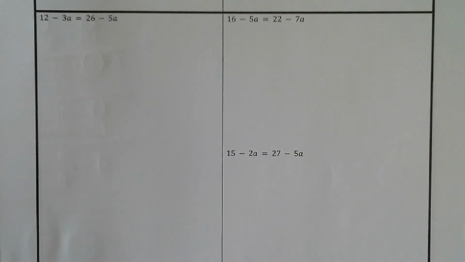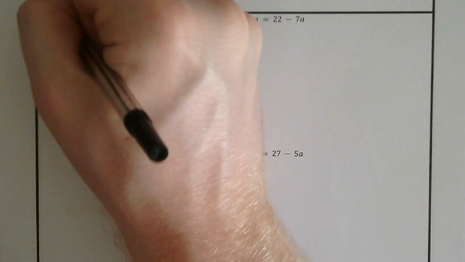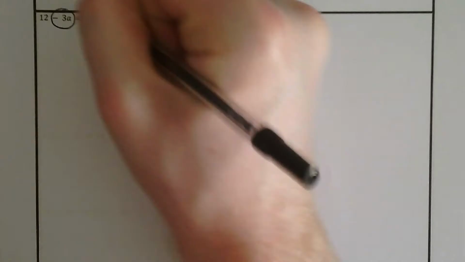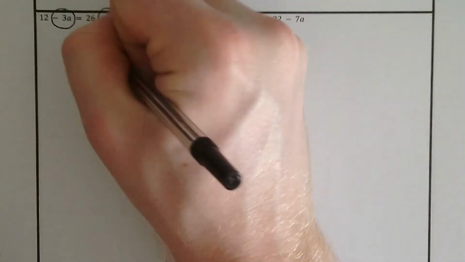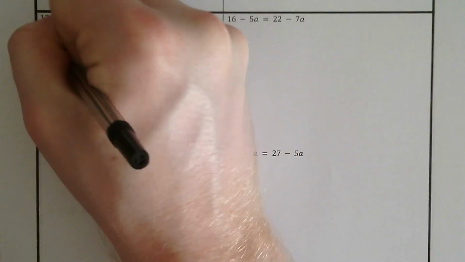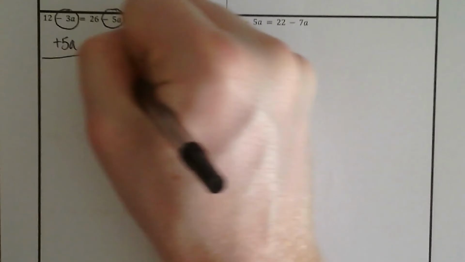Next we have 12 minus 3a equals 26 minus 5a. We start by circling the terms that contain the variable. That's minus 3a and minus 5a. Both of these terms are negative, so it's really important we still pick the smallest term, and that's going to be minus 5a. We need to undo minus 5a, so we will add 5a to both sides of the equation.